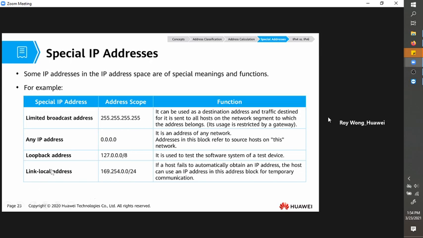Then the next, link local. The link local is supposed to be for IPv6. Link local address: if a host fails to automatically obtain an IP address, the host can use an IP address in this address block for temporary communication. In another way, we will call this APIPA, the APIPA address.